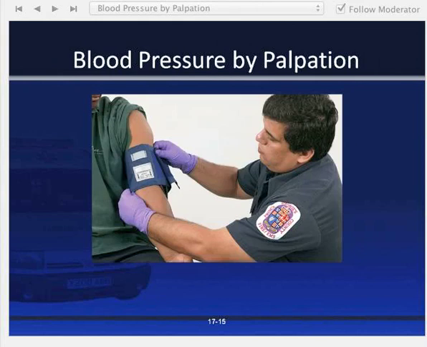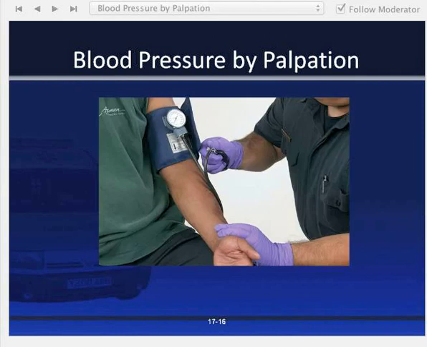Next, we're going to go over the palpation method. Step 1. Expose the patient's upper arm. Select the correct size of blood pressure cuff. Wrap the pressure cuff evenly around the patient's arm, at least 1 inch above the elbow. Place the arrow of the cuff around the patient's brachial artery. Step 2. Locate the patient's radial artery. Rapidly inflate the cuff until you can no longer feel a radial pulse, and inflate the cuff 30 millimeters of mercury beyond the point at which you last felt the pulse.